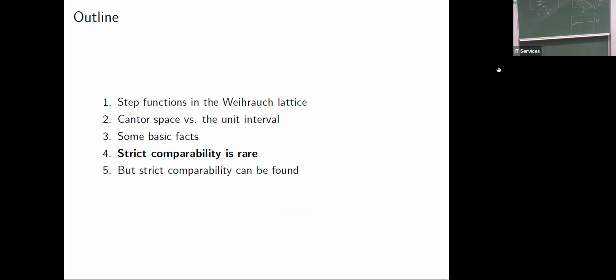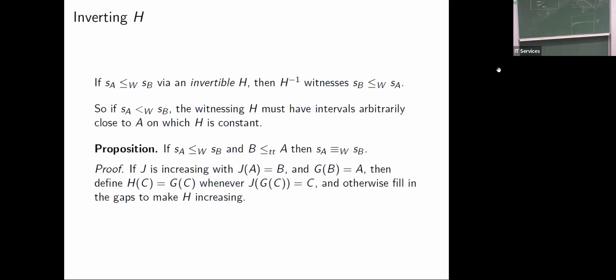All right, so there were some basic facts. Now, I was mentioning that it's fairly rare or somewhat difficult, perhaps, to find instances other than this situation with the computable B. It's somewhat rare to find instances of strict comparability between the step functions. And so let me show some more examples of this.